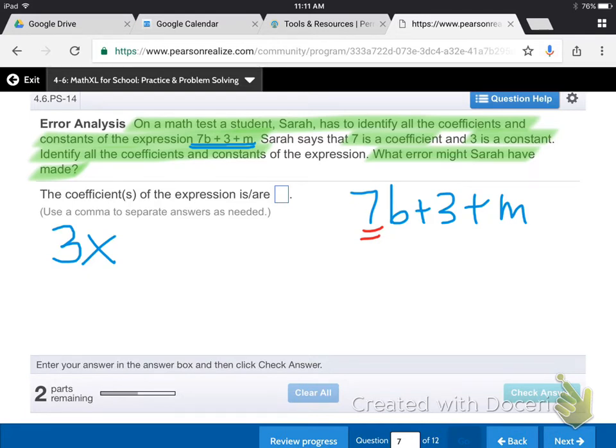And we can see also that 3 is a constant. It's just a number all by itself. That's the definition of a constant. So it looks like Sarah is correct about all that. But we have to identify all the coefficients and constants. And so what we're missing is this coefficient right there in front of m. If it's just 1m, you can see that the coefficient that's really missing is a 1. It should be a 1 right in front of the m like that. And so right here, the coefficients of the expression are 7 and 1, and this answer goes right there.